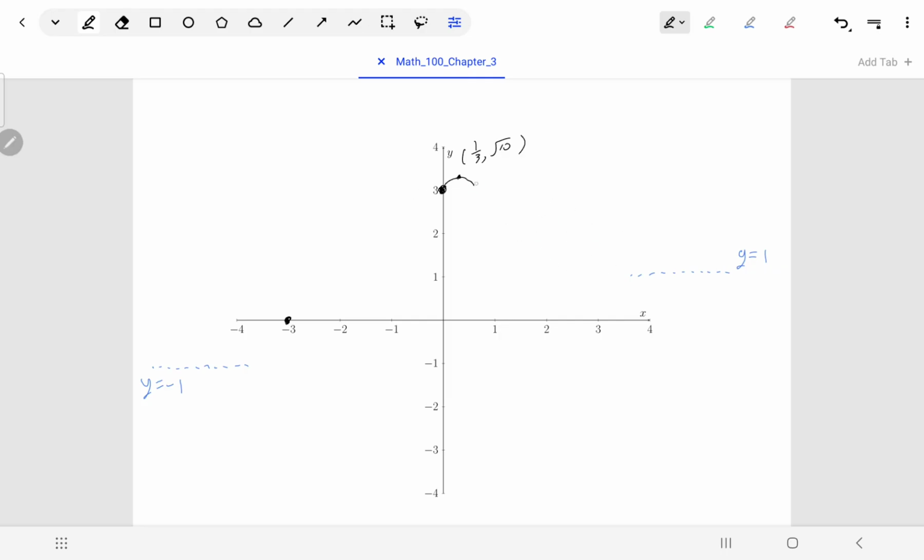Same thing on this side. I mean, I'm going to eventually make my way down to this horizontal asymptote, but again, there's going to be concavity issues to sort out.